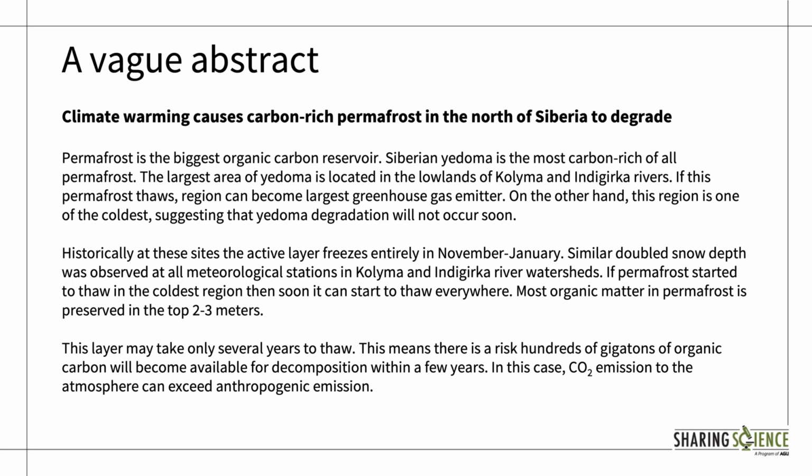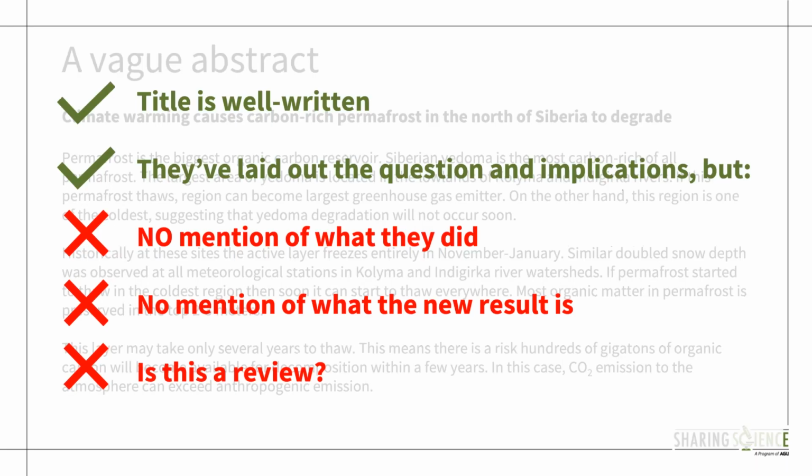But then when we dig into this abstract a little further, it's actually unclear what they did. Like the problem is laid out, the context and the research question, but nowhere does it say, in this study we did this, we found this. So we have no idea what was actually done here. Like the title's well written, they've laid out the question and the implications of the research itself, but there's no mention of what they actually did, if they actually performed a study, what the new result is that they found. Like for all we know, this could be a review study, which is fine, of course, it's very scientifically important, but there's no mention of that whatsoever. So we have no idea what's going on here with this piece of research.